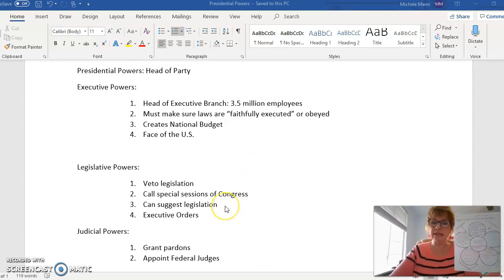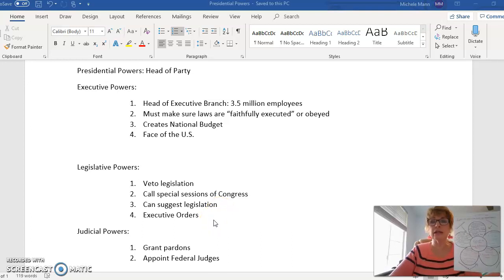He can suggest legislation. That's why we call it Obamacare, instead of the Affordable Care Act, which is its official name. We call it Obamacare because Obama wanted that to become legislation. This is really how popular the president is. If he suggests legislation, if he's popular, it gets done. If he's not popular, it might not get done.